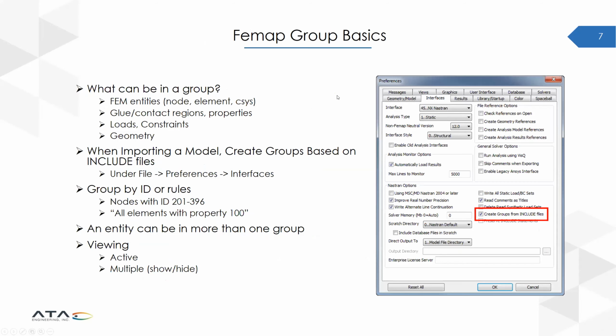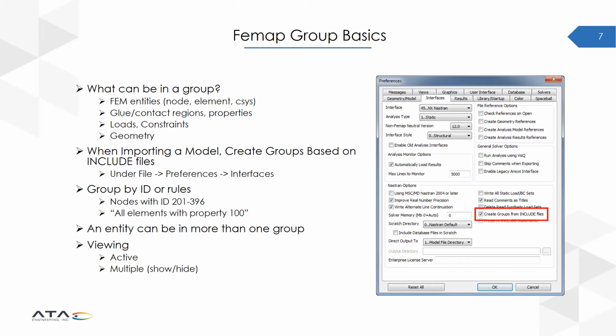I'll start with some grouping basics on this slide. We'll go into the demo soon. What can be in a group? Well, anything that's in your FEM. I primarily use Nastran, so anything that's in your Nastran deck, your nodes, your elements, coordinate systems, material properties, but also your glue or contact regions, those definitions and properties, or your loads and constraints. So outside your analysis deck, you have geometry in your Femap model that can also be in a group, down to just a point or a curve on some of those entities.